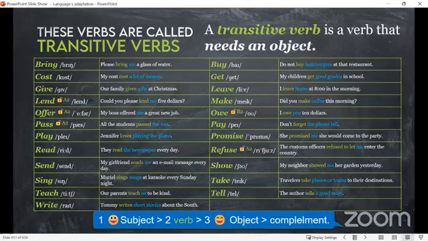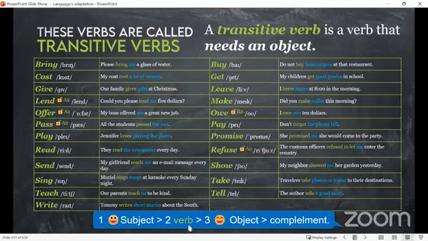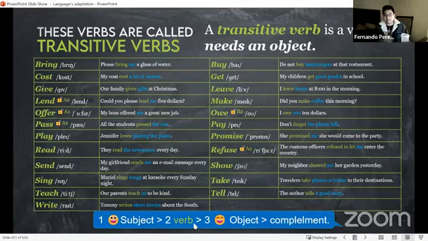My son gave us, a ver, my son gave gifts us. That's precisely the point. The verb, the object, the person who receives goes directly after the verb. After. Okay. The gifts are the complement.